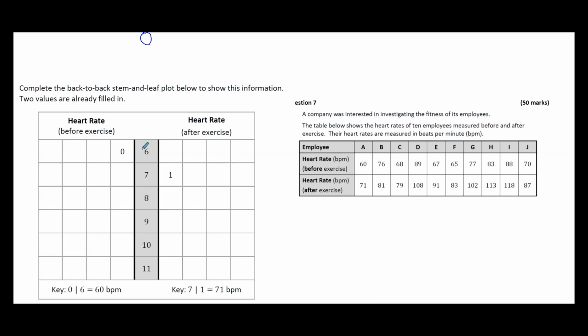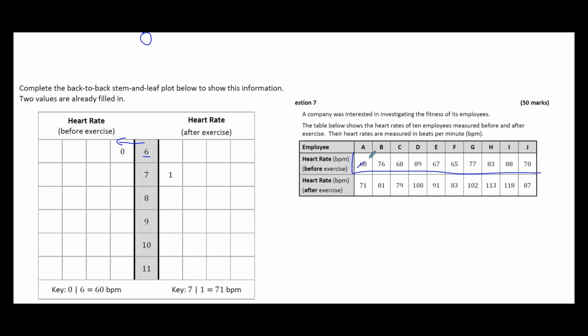Okay, so here that's the stem, and then it grows like a leaf. Starting, it's growing like that, isn't it? Like a leaf. So here I am starting with the smaller number and then getting to the bigger. So when we are looking at 6, that means 60. And 0 means 60. Then before the exercise, we're looking at these numbers.